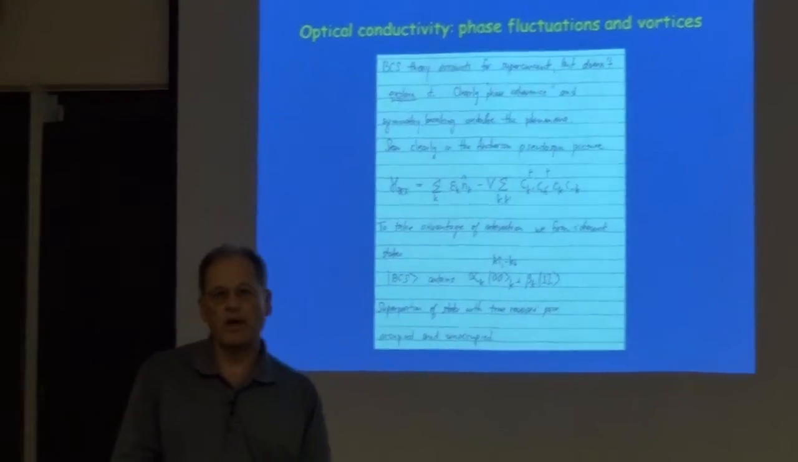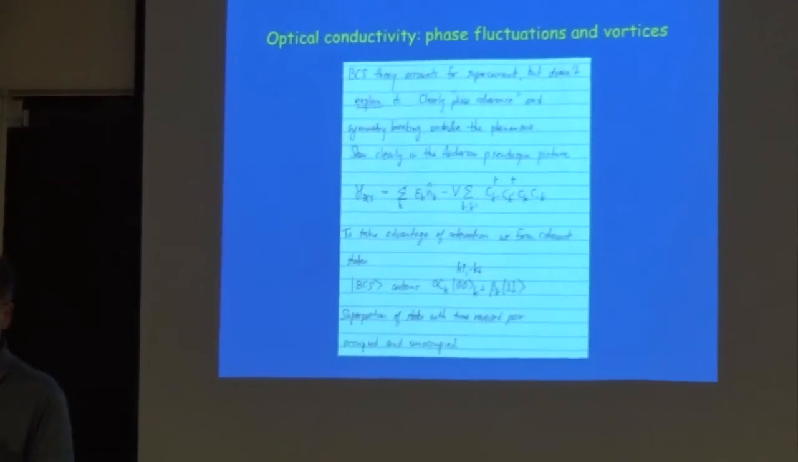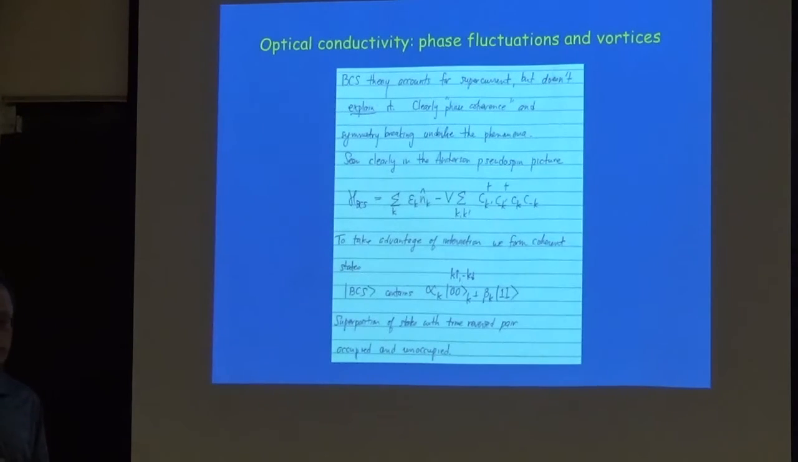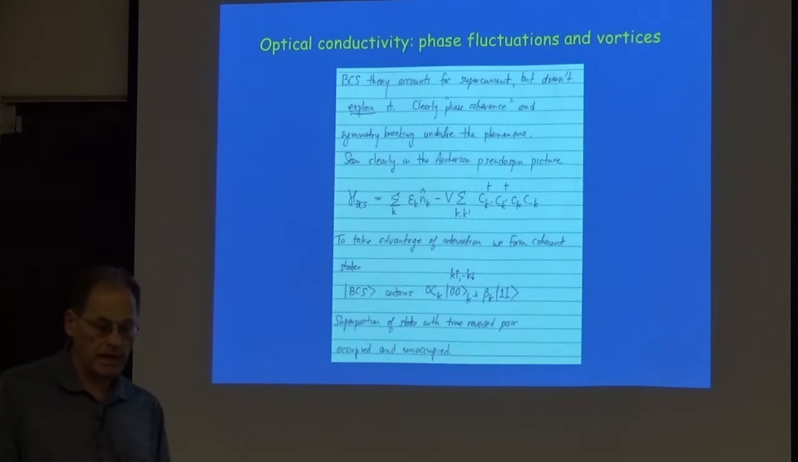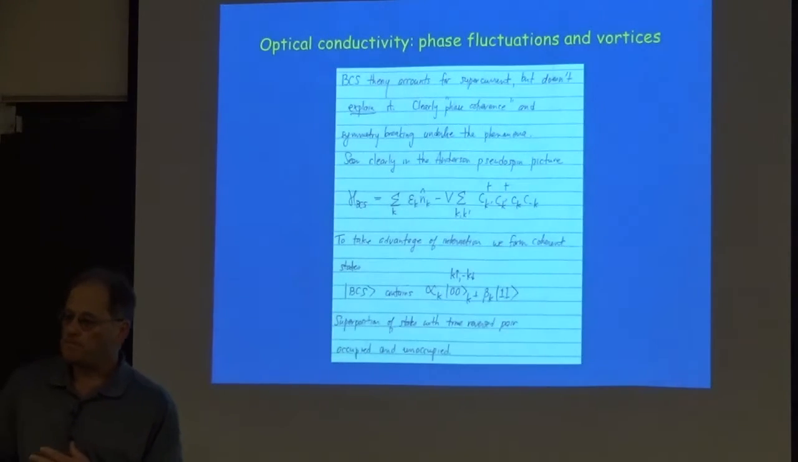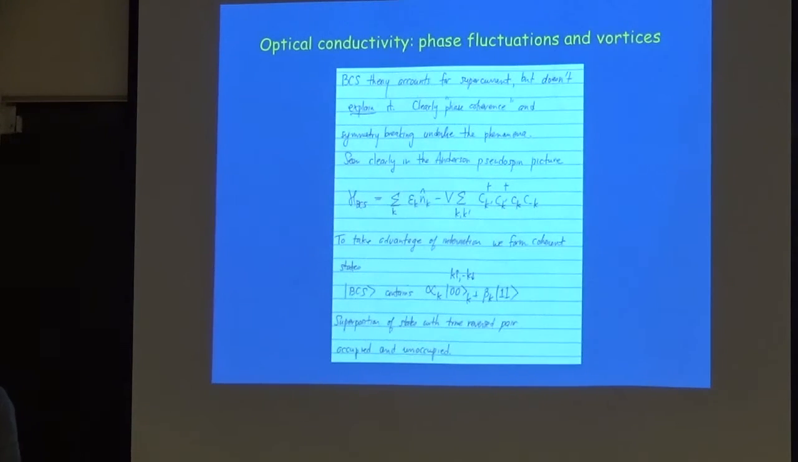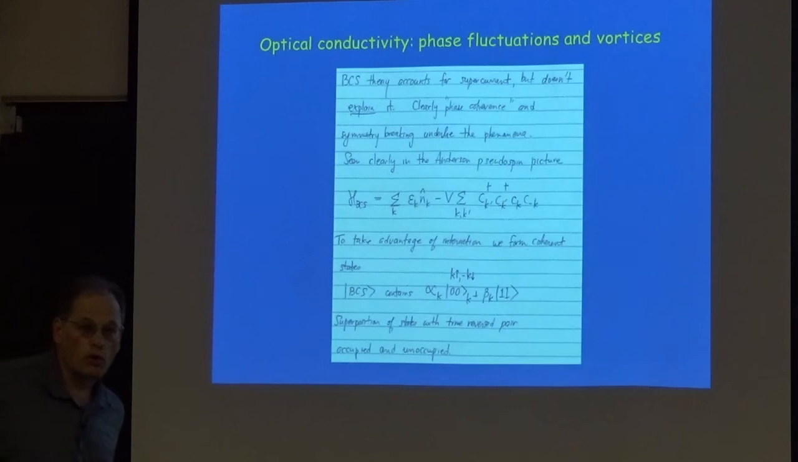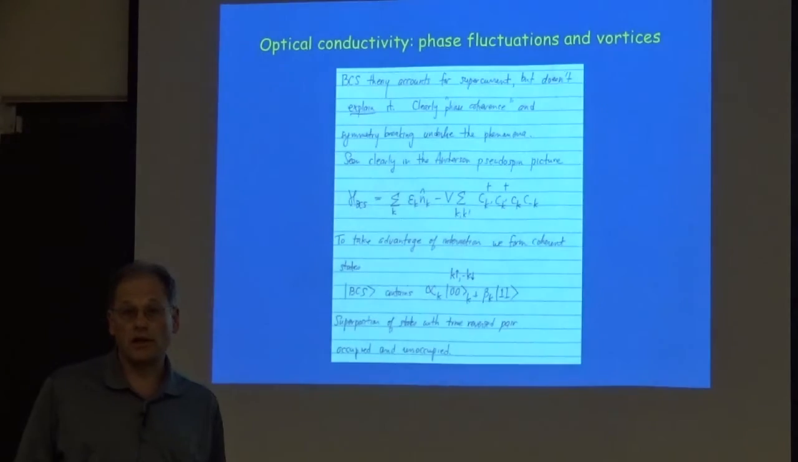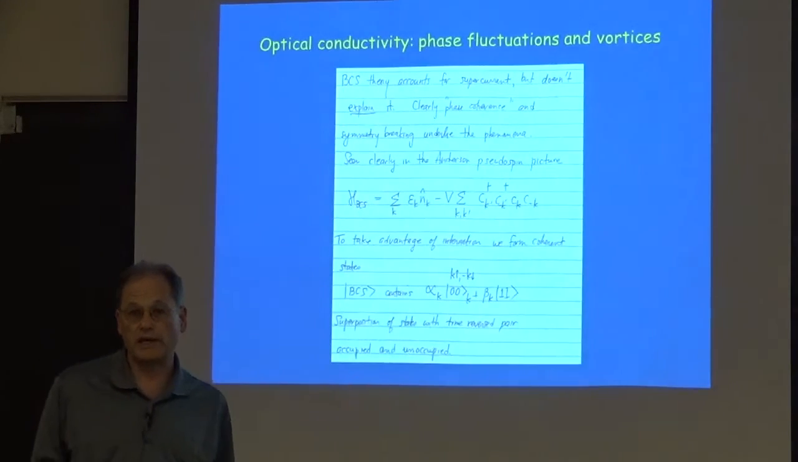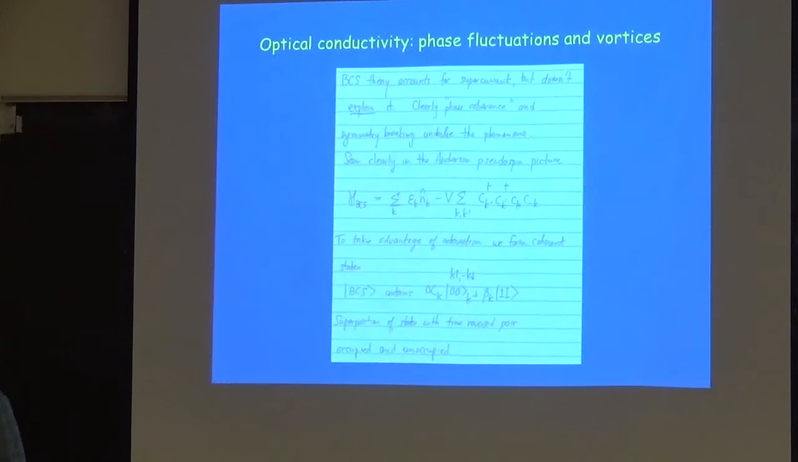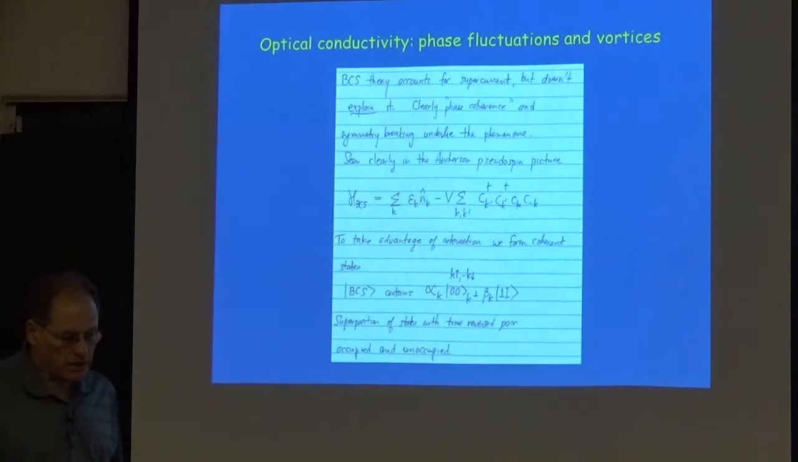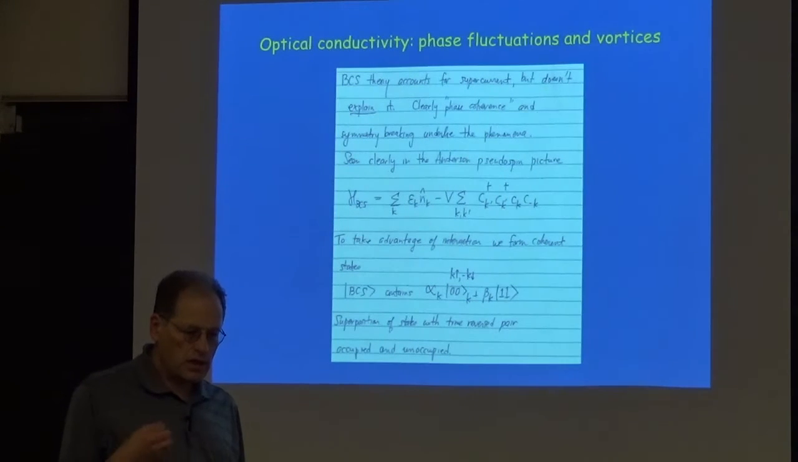Let's discuss optical conductivity, but look at it from a different perspective and in a different regime. This is a regime that's going to enable us to discuss deviations from mean field theory, namely the idea of phase fluctuations. This was all motivated by trying to understand what role phase fluctuations play in the phase diagram of the cuprate superconductors and also other unconventional superconductors. And I think this topic is still important now.